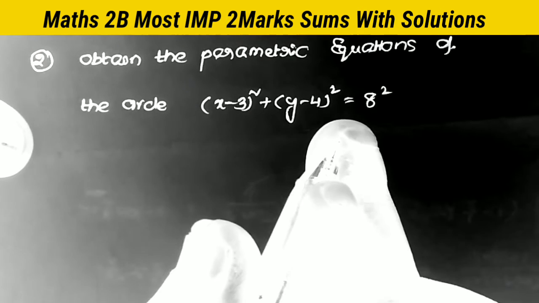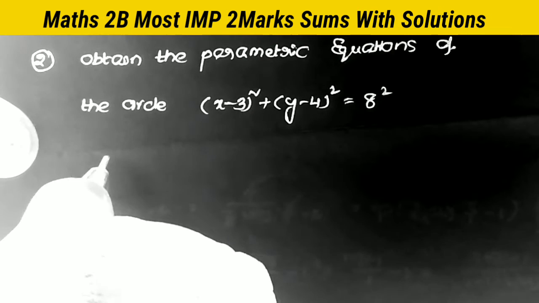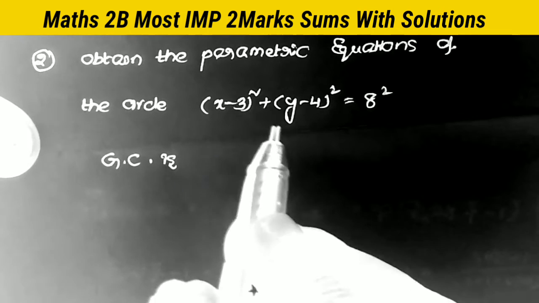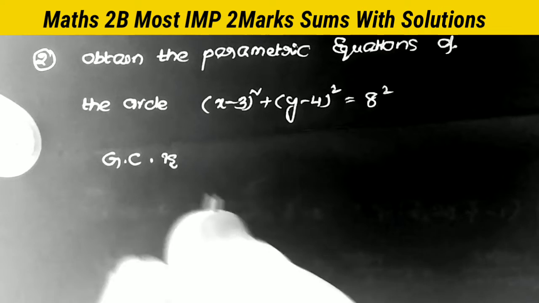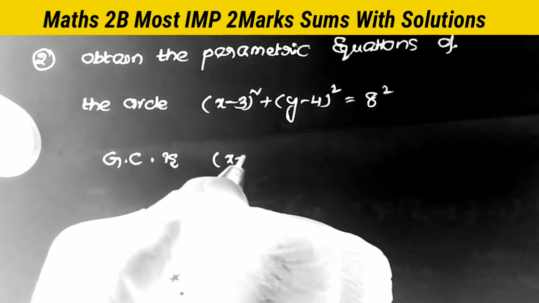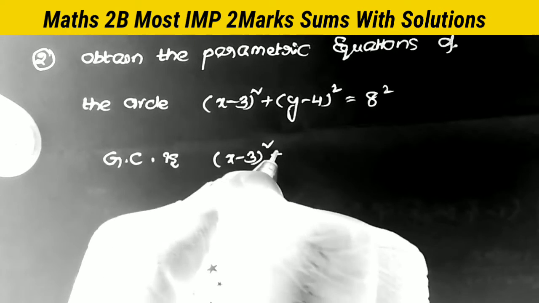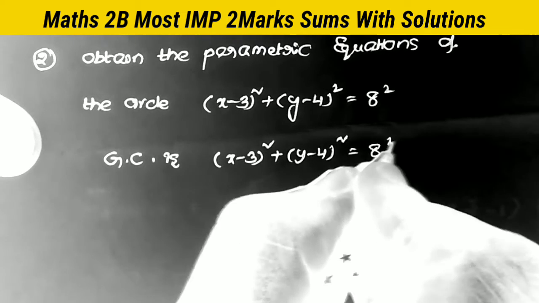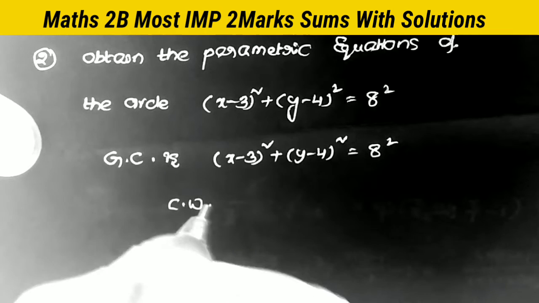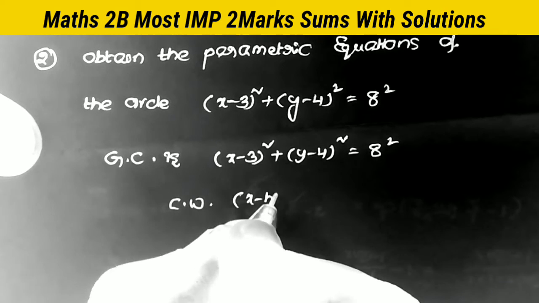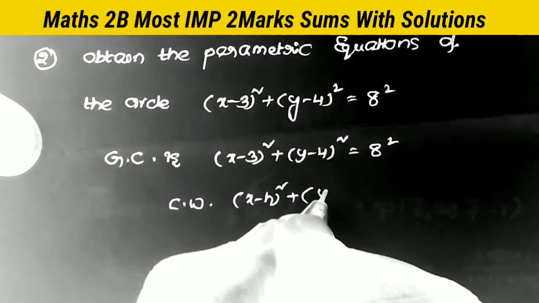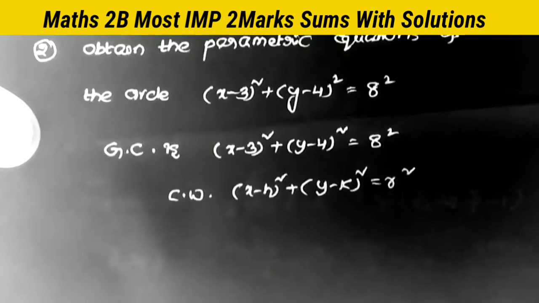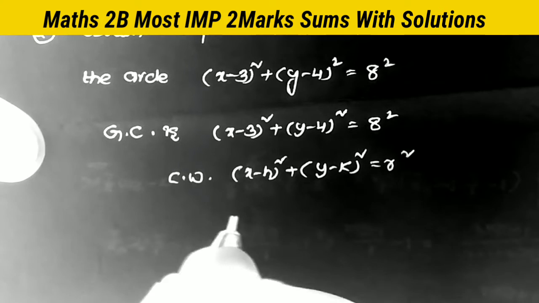Next problem. Obtain the parametric equations of the circle (x minus 3) whole square plus (y minus 4) whole square is equal to 8 square. We use the same formula to get the parametric equations. So first I take the given circle here. Given circle is (x minus 3) whole square plus (y minus 4) whole square is equal to 8 square. Now clearly this is in the form of (x minus h) whole square plus (y minus k) whole square is equal to r square. So we compare this equation with that form.